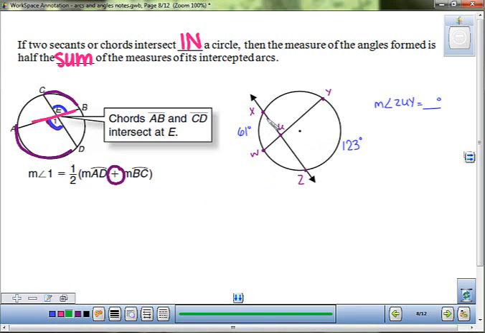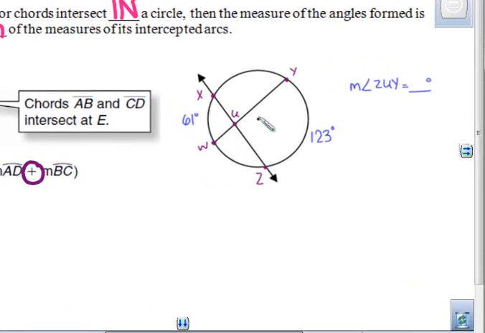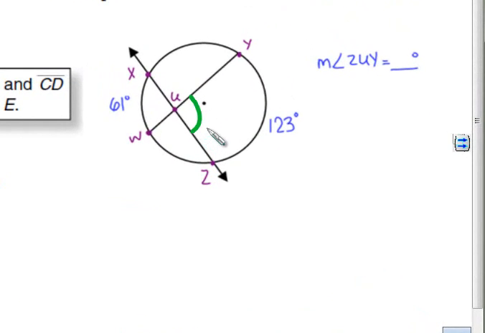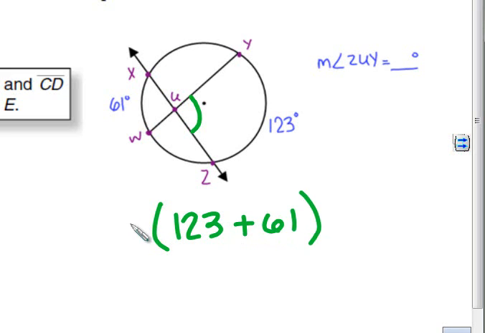This image tells us that arc XW is 61 degrees and arc YZ is 123, and we're asked to find angle ZUY, that is right here. So the arcs it intercepts are 123 and 61. I am to find the sum and take half. So half of 123 plus 61 is 92. So that angle is 92 degrees.